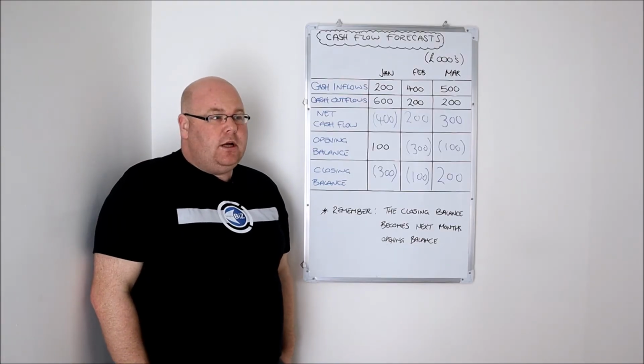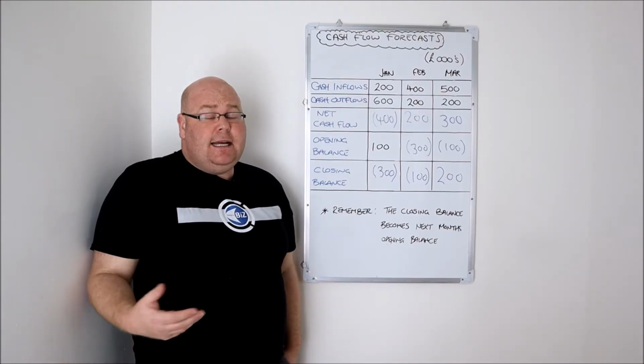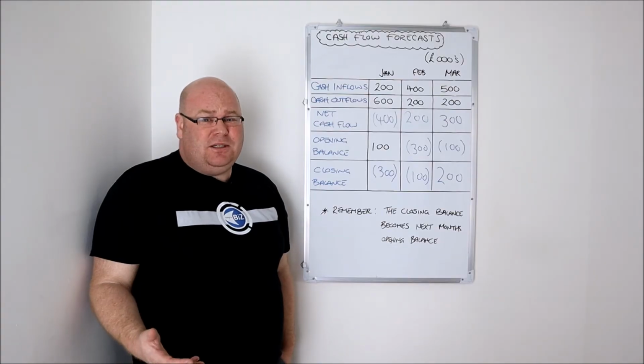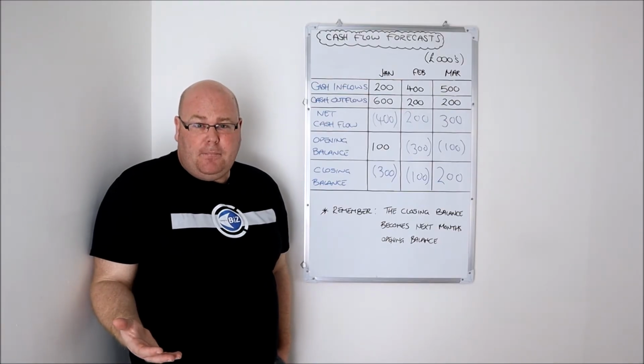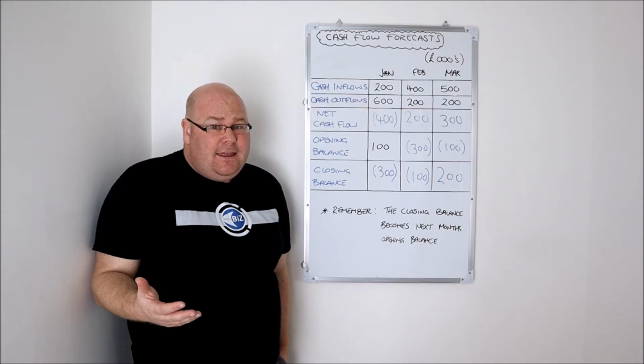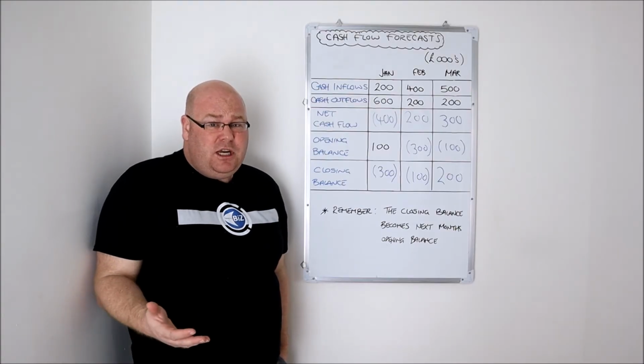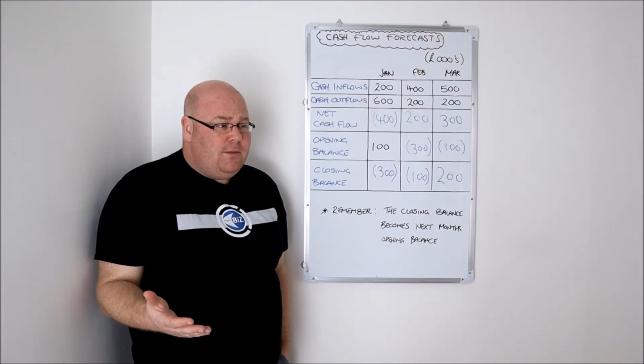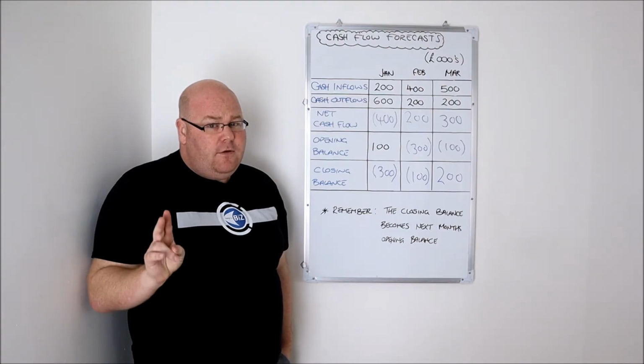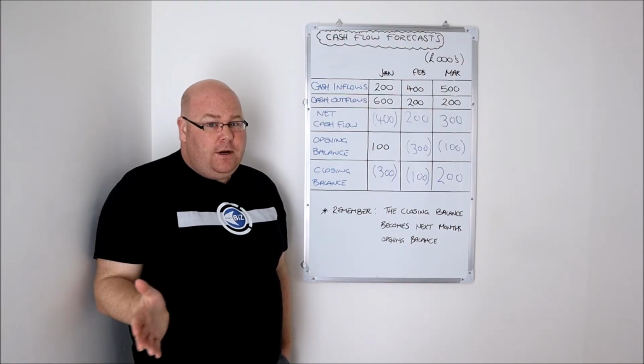So maybe we could look at things like trying to reduce non-essential expenditures. Maybe we could bring our marketing budgets down. Maybe we could think about trying to switch to a cheaper supplier to bring down those raw material costs. Both of those two options will have their own impacts though.